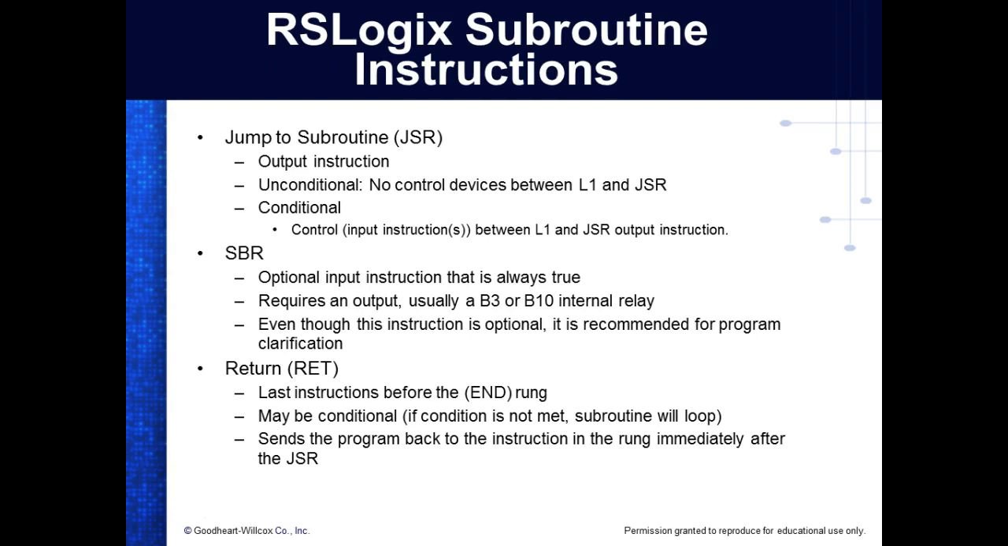The return, this has got to be there. This is the last instruction before the end. May be conditional. If condition is not met, subroutine will loop. So if you don't want to return, you can just make it loop right in that subroutine. So this is one thing that we normally do when we're trying to set up a module, is we just write it without the return, and now we can just run that sucker as many times as we want to, right? You understand? And then when we're ready, we can just put the RTE in there. But we can make this conditional. Sends the program back to the instruction in the rung immediately after the JSR.